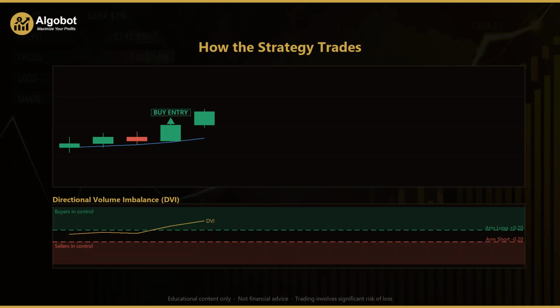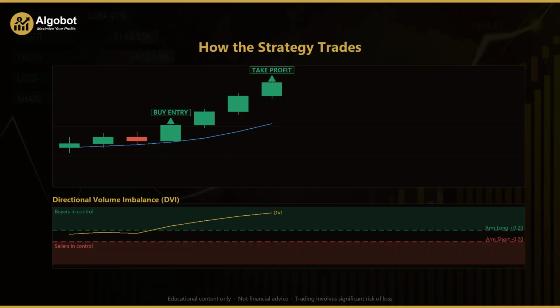Now watch the fourth candle. It closes as a strong green body, and at the same moment, the DVI jumps from below the threshold up through plus 0.20. That's the crossing the strategy is waiting for. Volume has tilted firmly toward buyers. The EMA slope is pointing up, and the bar itself closed green. All three conditions agree, and the buy entry marker appears.